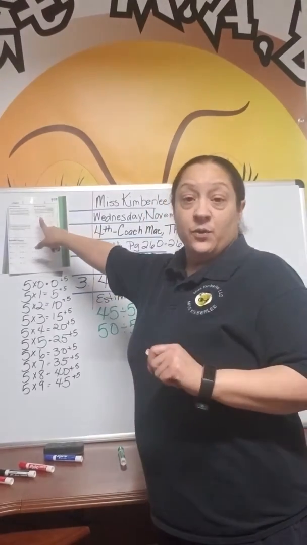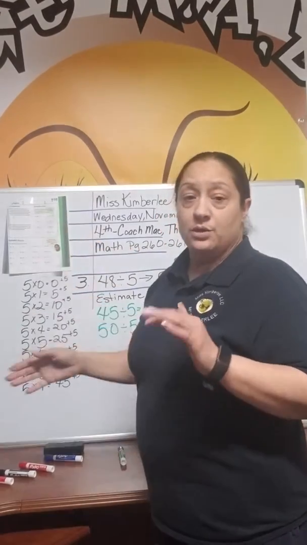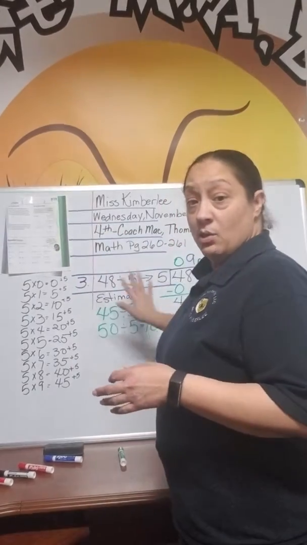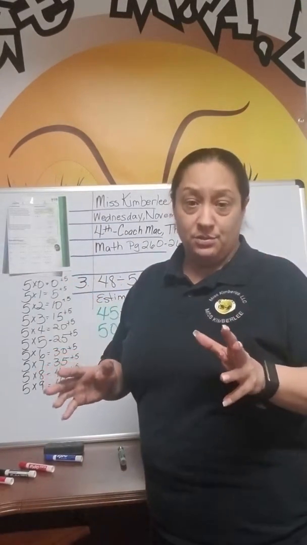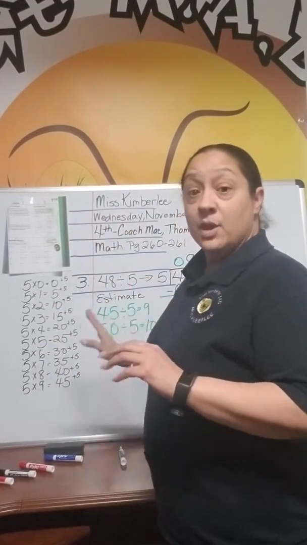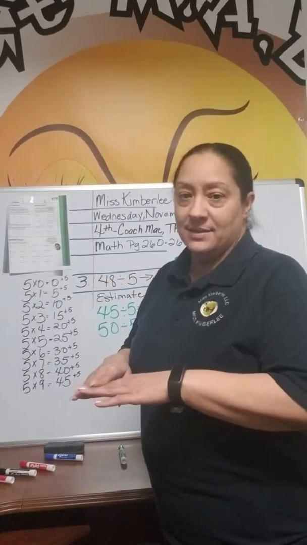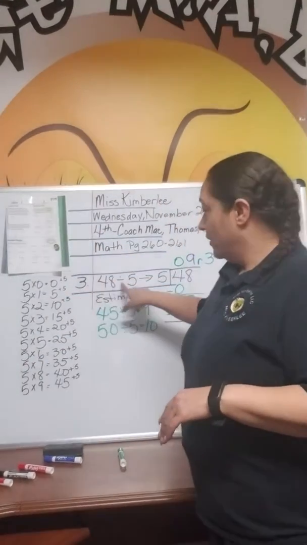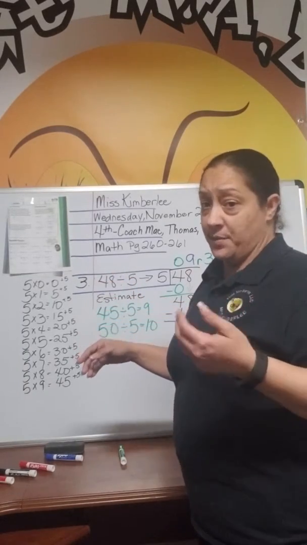Number 3 is 48 divided by 5. Now the instructions want you to estimate the quotient. So it wants you to estimate your answer in this division problem. What I want to do is have them do the actual problem and then go back and estimate. So start with number 3, 48 divided by 5. Typically, our students can't do that off the top of their head.